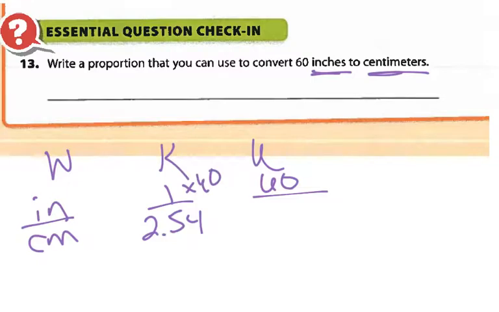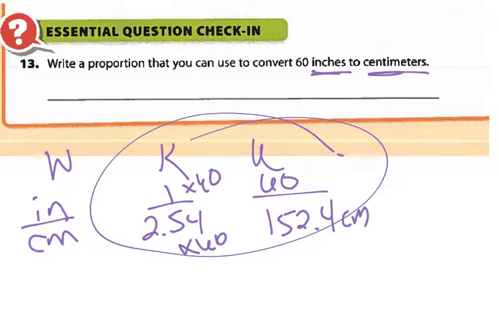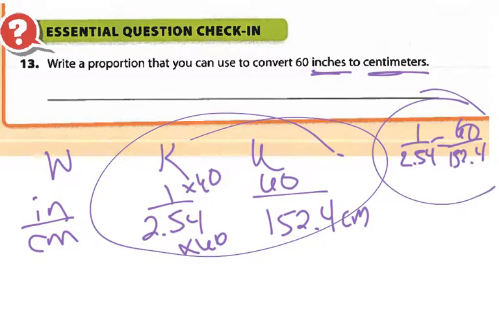Multiply by 60. 2.54 times 60 comes out to be, sorry, my dog's on my paper, 152.4 centimeters. Okay, so that's your proportion right there. 1 over 2.54 is equal to 60 over 152.4. There's your proportion.